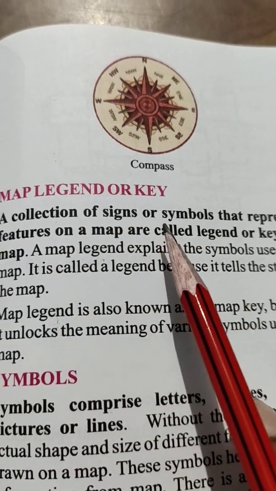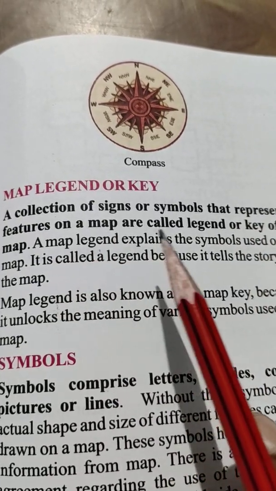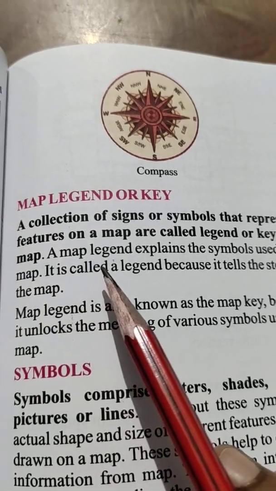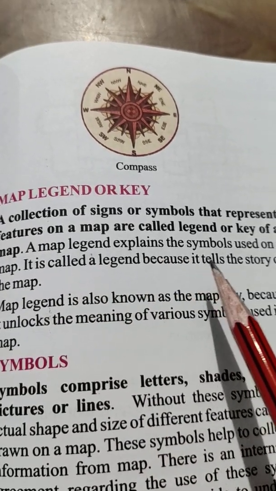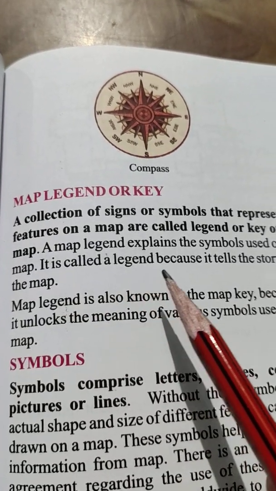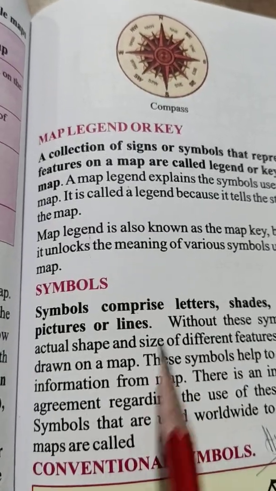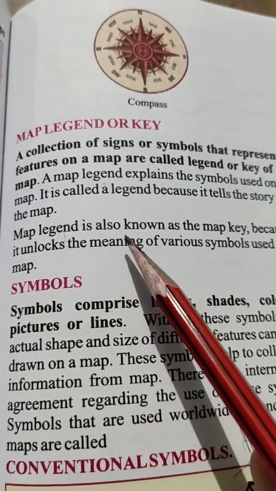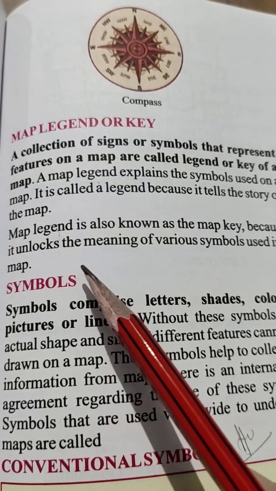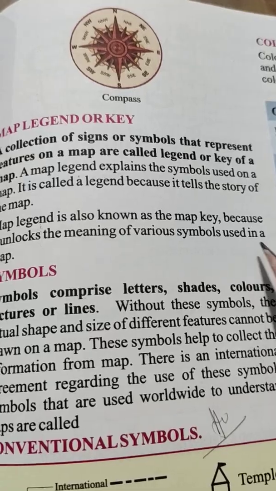Map legend or key. A collection of signs or symbols that represent features on a map is called the legend or key of a map. A map legend explains the symbols used on a map. It is called a legend because it tells the story of the map. The map legend is also known as the map key because it unlocks the meaning of various symbols used in a map.